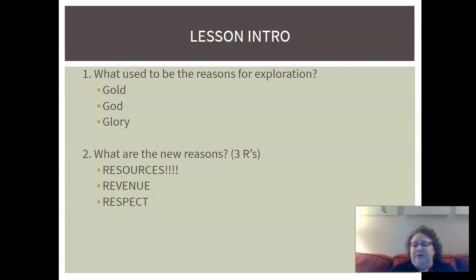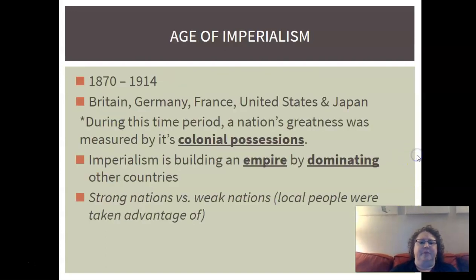One of the big resources that countries needed was palm oil. Palm trees don't grow very well in Europe, but they grow in Africa and Asia. From those, they could take palm oil, and it's used to grease the machines. Rubber, we have the new inventions like bicycles and cars, and so rubber becomes a hot commodity. So resources are really needed. Revenue, everybody still wants to make money. And then the whole respect thing, of course, is bringing respect to your country.